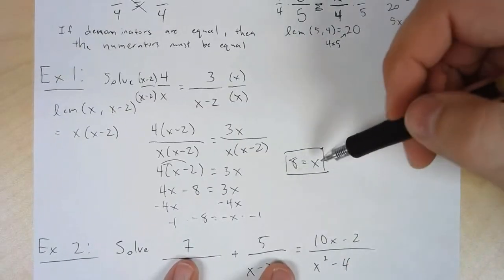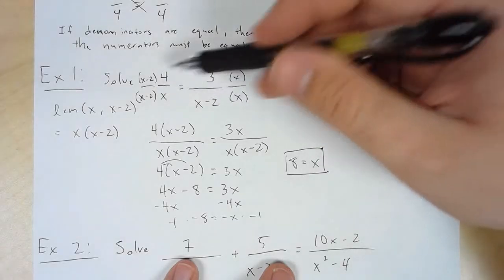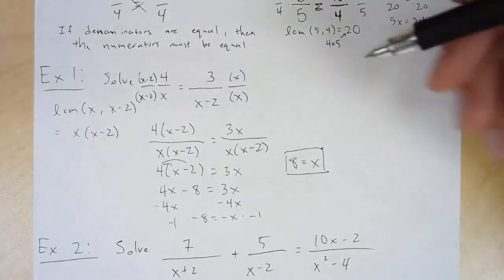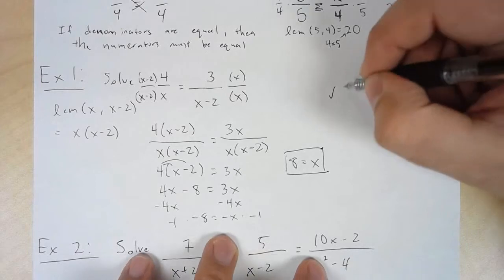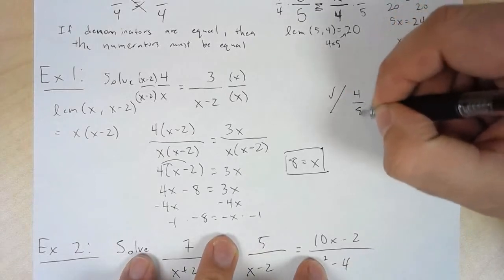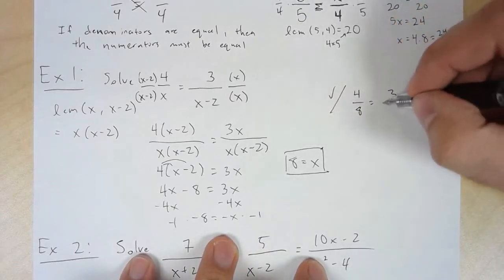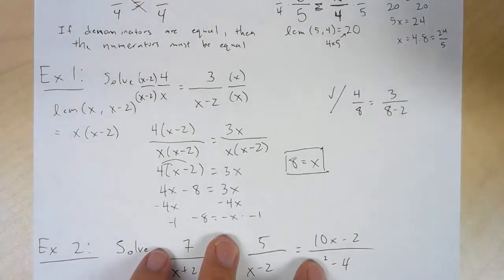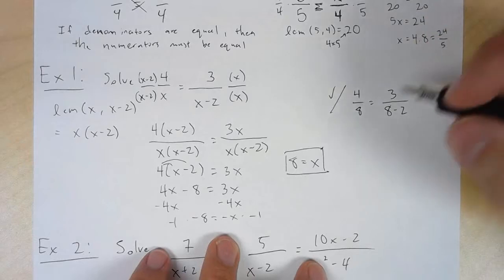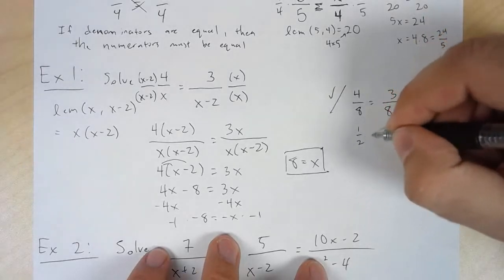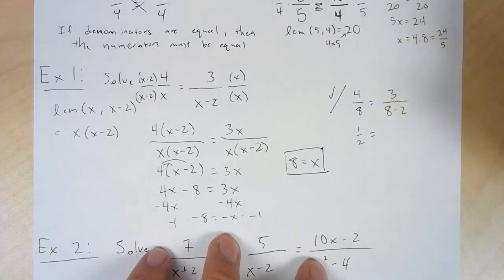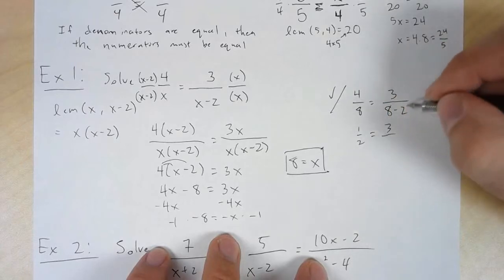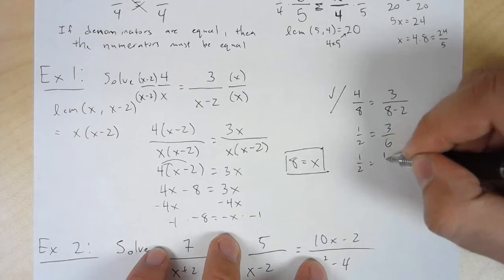So I'm going to take my 8 and plug it back in for my x in my original problem, and make sure that I get a true statement. So here's my check. 4 over 8 equals 3 over 8 minus 2. Okay, so 4 over 8 is the same thing as 1/2, and 3 over 8 minus 2 is 3 over 6, since 8 minus 2 is 6, and we get 1/2 equals 1/2.